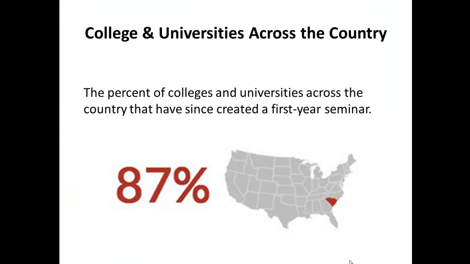PowerPoint slideshow, PowerPoint accessibility example, PPTX, college and universities across the country slide, past notes, slide 4, college and universities across the country, the percent of colleges and universities across the country that have since created a first year seminar, 87%, United States graphical map with all gray states except Garnet, South Carolina.